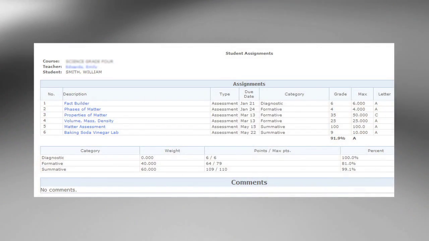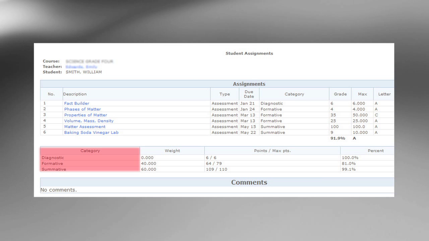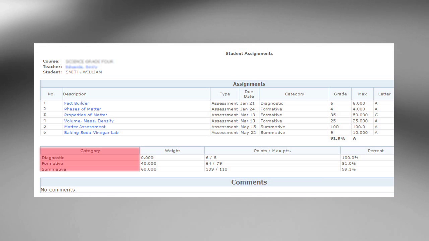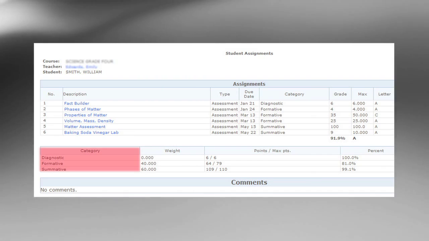There are three different grades that we take in the Pinnacle gradebook system. There's first diagnostic, formative, and then summative. I'm going to first talk about the diagnostic.